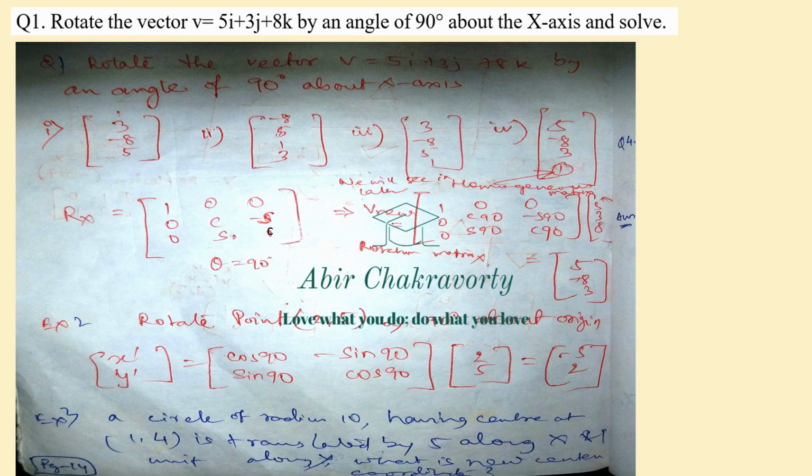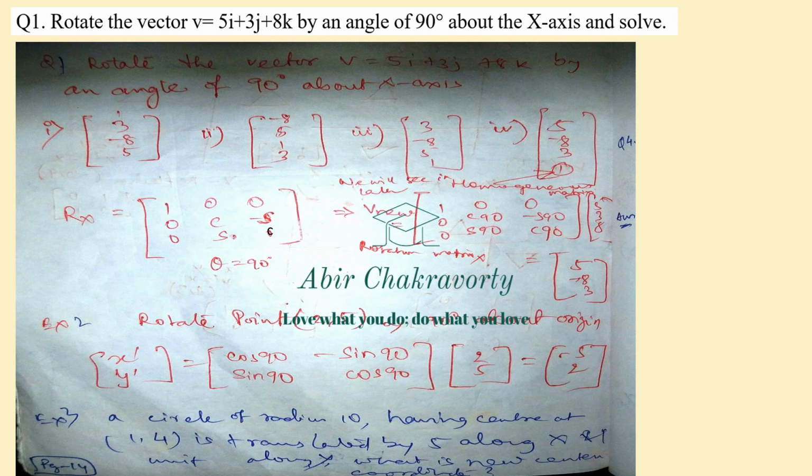Now, let us rotate the vector v equal to 5 i cap, 3 j cap, 8 k cap by an angle of 90 degrees about the x axis and solve. This kind of question will help you to locate the vector after an angle of 90 degrees of rotation.